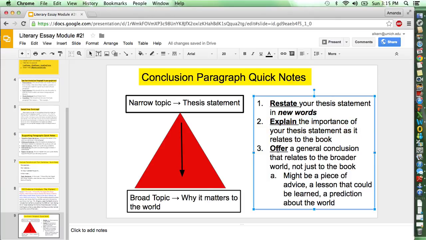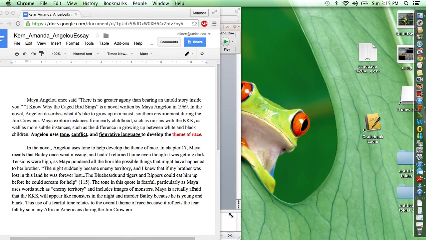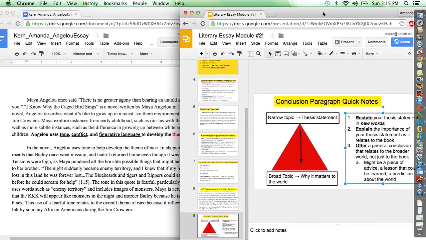The last thing you want to do is the most important part of a conclusion paragraph, which is to offer some kind of general conclusion that relates not just to the book, but to the broader world, so that somebody reading your essay has something left to think about even after they're done reading. You might decide to offer a piece of advice, reflect on a lesson that might be learned from the situation, or make some kind of prediction about the world. So now that we've had a minute to look over our conclusion paragraph quick notes, let's flip back over to our essay.